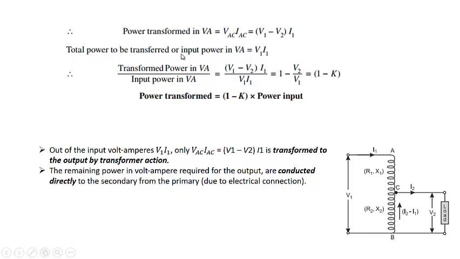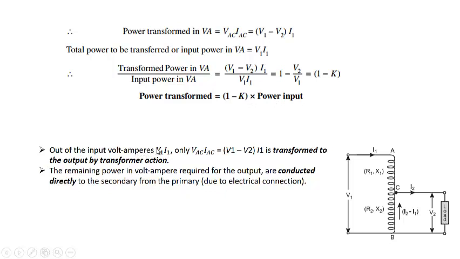Total power transferred, or input power, which is the inductive power transfer plus the conductive transfer power, will be equal to V1 into I1. So power transferred in VA divided by input power in VA will be V1 minus V2 into I1, divided by V1 I1. So I1 and I1 cancel out, to give 1 minus V2 by V1, so 1 minus K. So power transferred inductively, that is by the transformer action, will be equal to 1 minus K into power input.